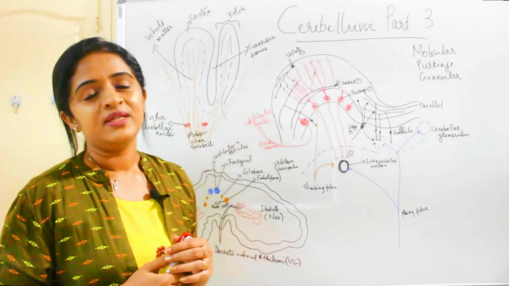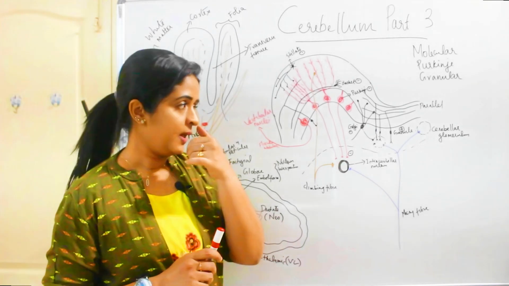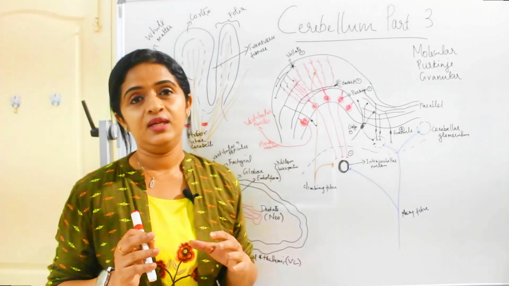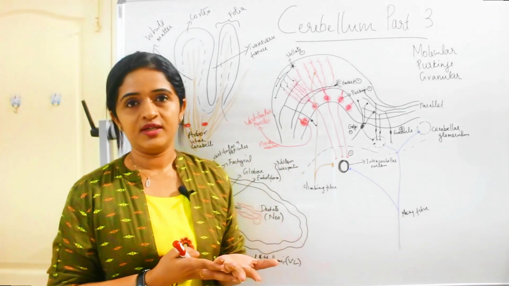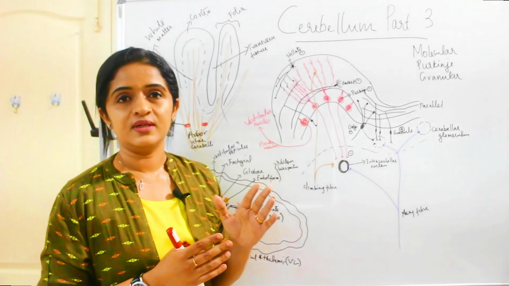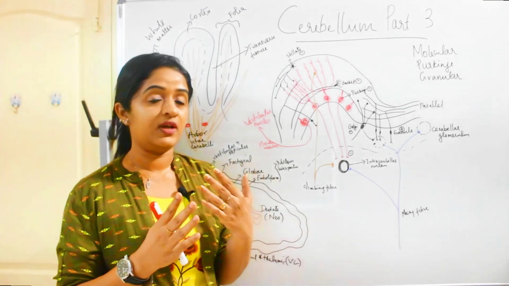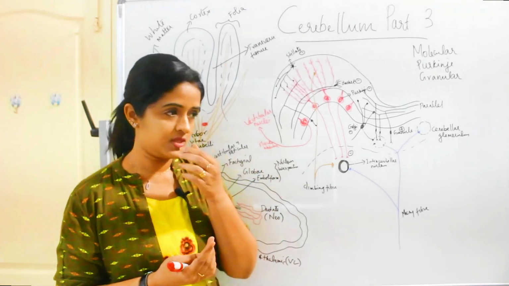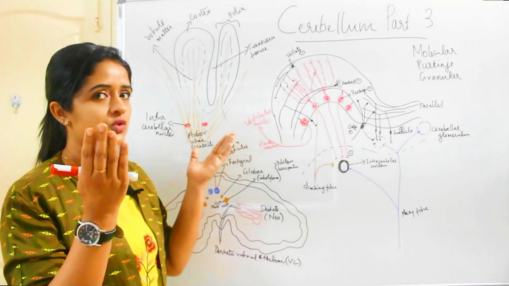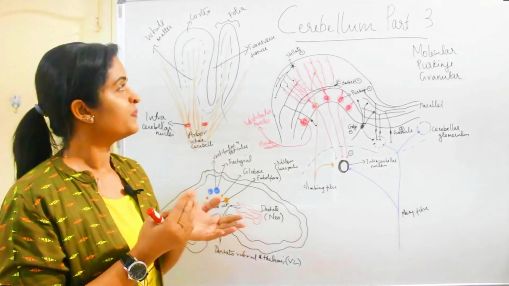So cerebellum, the external features we have already covered. Now in this session I'm going to talk about the cerebellar cortex. But before that, let's see how the white matter and the grey matter of the cerebellum are arranged. We know that the cerebellum is actually folded into many leaf-like folia.